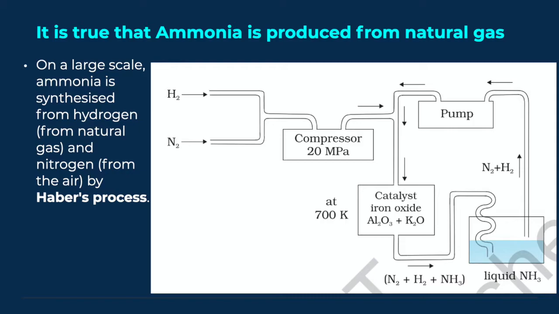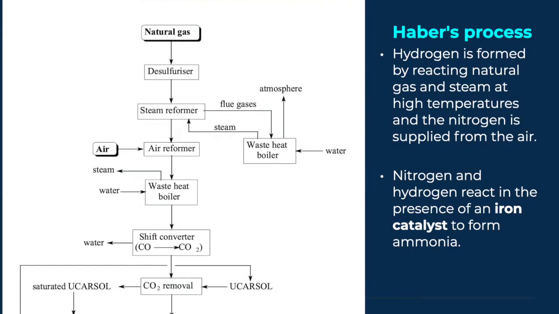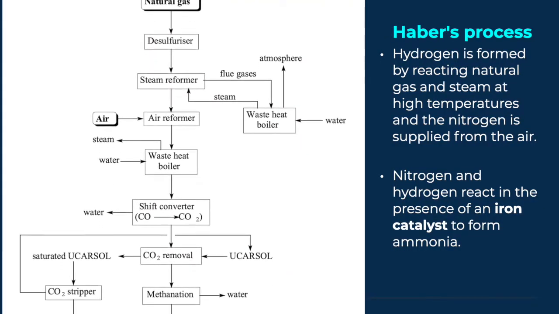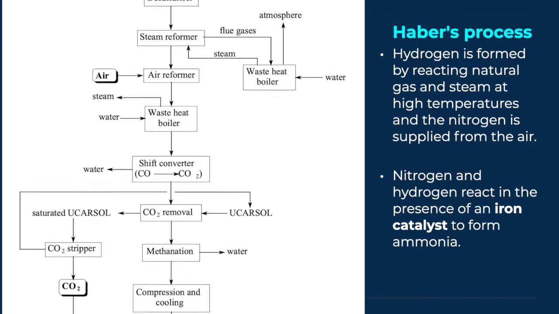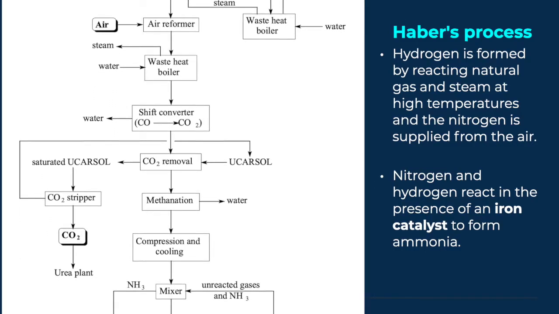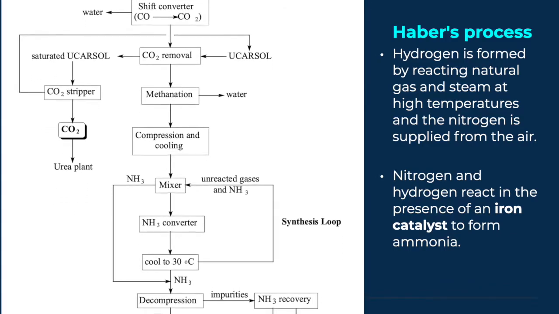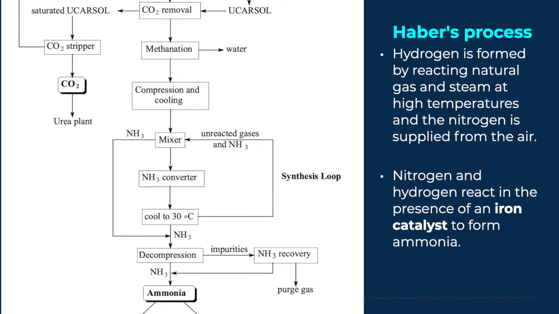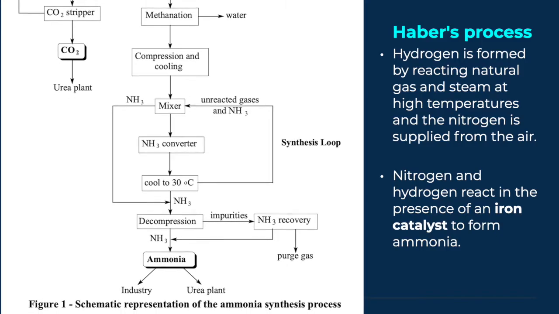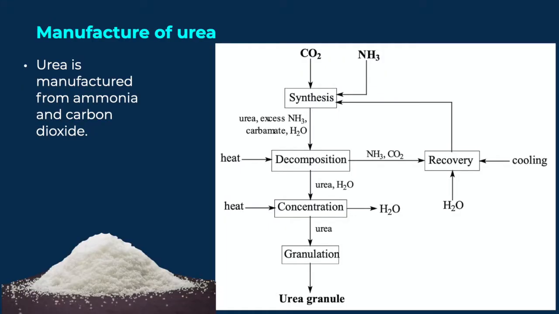This is a flowchart for the manufacture of ammonia. In Haber's process, hydrogen is formed by reacting natural gas and steam at high temperatures and the nitrogen is supplied from the air. Nitrogen and hydrogen react in the presence of an iron catalyst to form ammonia. After the production of ammonia, urea is manufactured from ammonia and carbon dioxide.